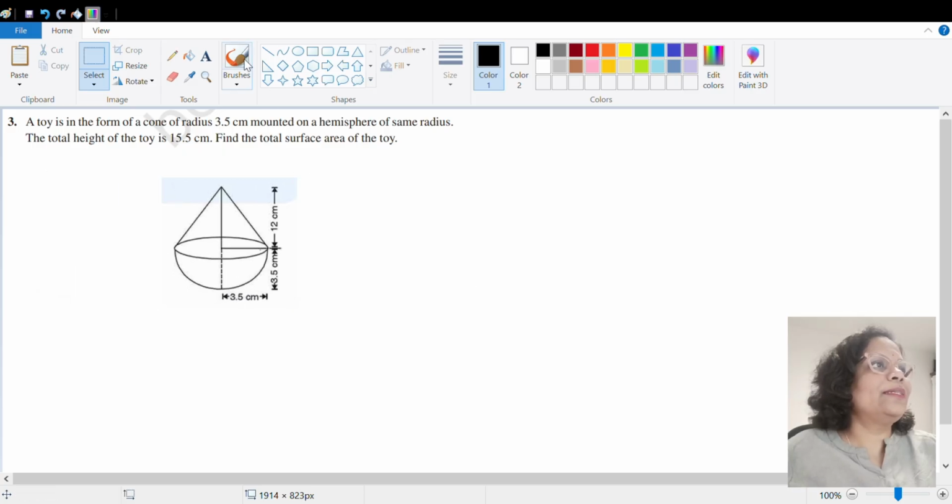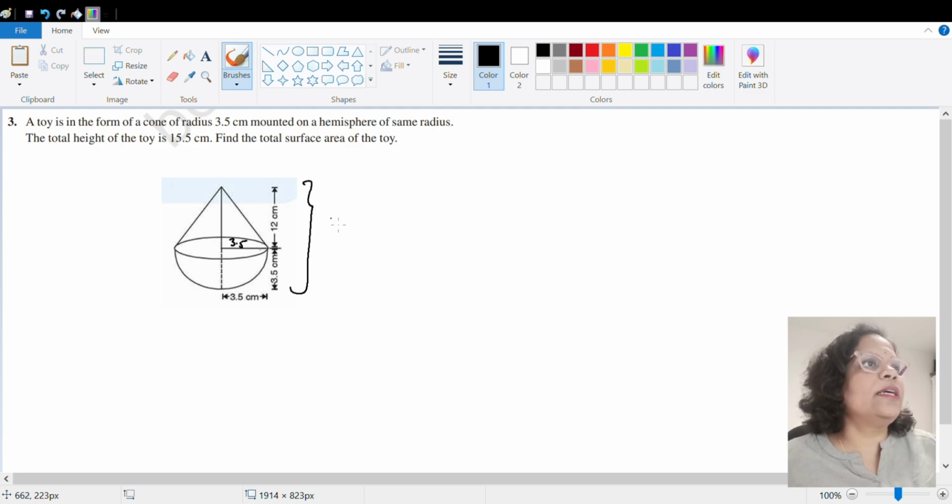Okay, so it is said that the toy is in the form of a cone. The radius of the cone is 3.5. The same will be the radius of the hemisphere. So if this is 3.5, this will also be 3.5, and the total height which is given is 15.5 centimeter. From this, we subtract this 3.5. So this will be the height of the cone.